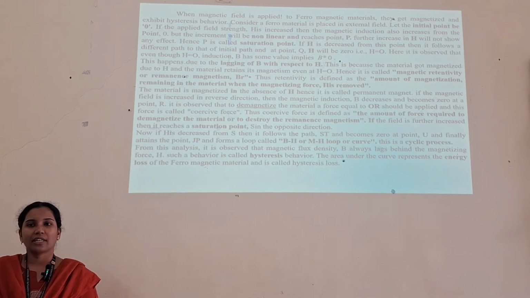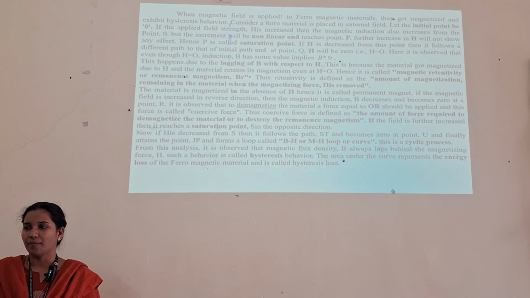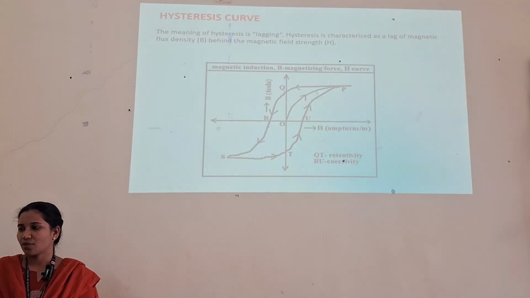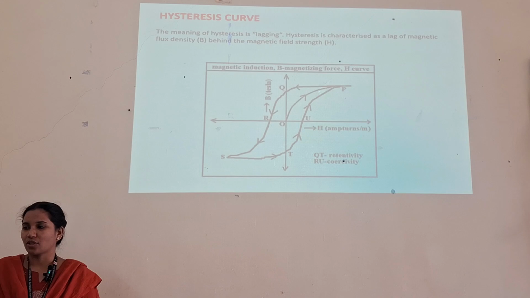Consider a ferromagnetic material placed in an external field. Let the initial point be O. If the applied field strength H is increased, then the magnetic induction B also increases from the point O, but the increment will be non-linear and reaches P. Further increase in H will not increase B, hence P is called the saturation point. From O it goes on to P, and then it cannot increase. That is nothing but saturation.